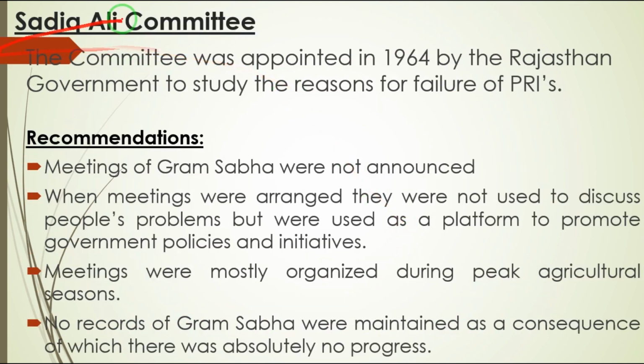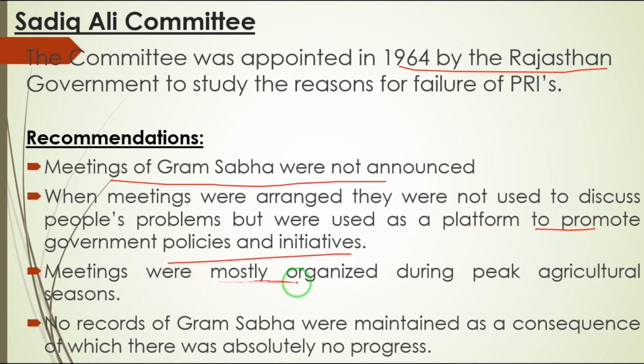Then the Sardar Ali Committee was constituted by the government of Rajasthan in 1964. You know, Rajasthan was the first state to introduce the Panchayati Raj system, in Nagaur. He made recommendations related to the reasons for the failure of PRIs. Meetings of Gram Sabhas were not announced. When meetings were arranged, they were not used to discuss people's problems, but were used as a platform to promote government policies and initiatives. Meetings were mostly organized during peak agricultural seasons. So he just wants to say that there was some irregularity in the functioning of PRIs. No record of Gram Sabhas was maintained, as a consequence of which there was absolutely no progress.